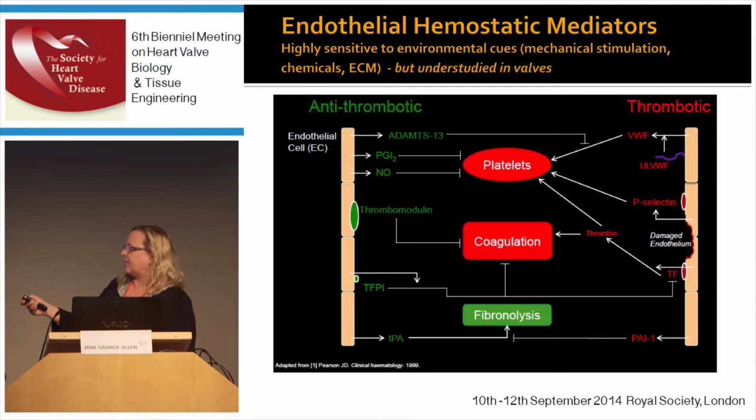There are a number of antithrombotic components like the von Willebrand factor cleavage enzyme, ADAMTS13, balancing von Willebrand factor and making sure that it doesn't get too large. And other things balance each other, like tissue factor pathway inhibitor and tissue factor, tissue plasminogen activator, and PAI-1, which are a lot of the things that we've been looking at in the way valvular endothelial cells behave. This is a fundamental characteristic of endothelial cells, but one that is not really studied very much in valves.